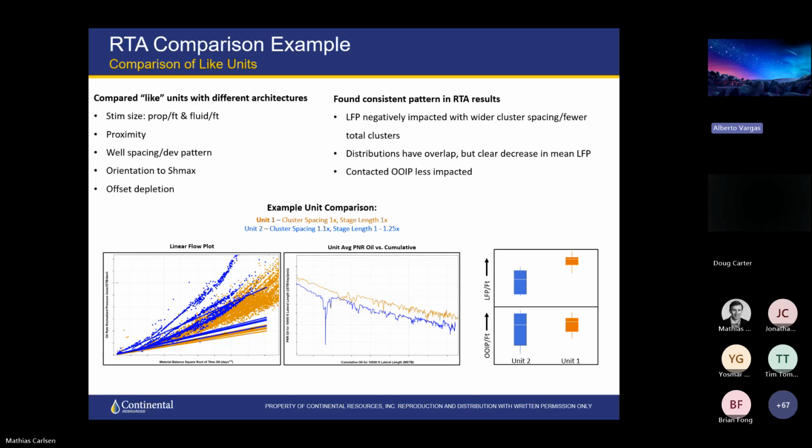So this is just one example. This is maybe the most extreme example we have here, but we started to see this kind of consistent pattern where the unit that has wider cluster spacing and longer stages was significantly degraded on LFP, and also this is your PNR versus CUME, versus the unit that has tighter cluster spacing and shorter stages. This was a fairly consistent trend in LFP. The oil in place, contacted oil in place, sometimes we saw differences one way or the other, but in general, there was a lot of overlap in those distributions and it seemed to be less impacted. So that fit with our thesis so far.